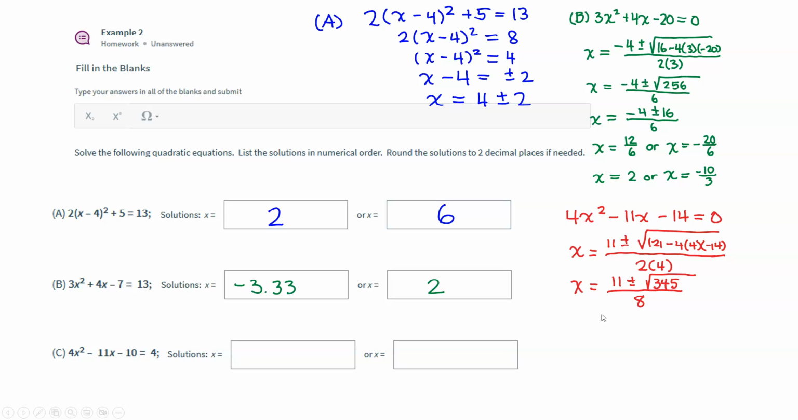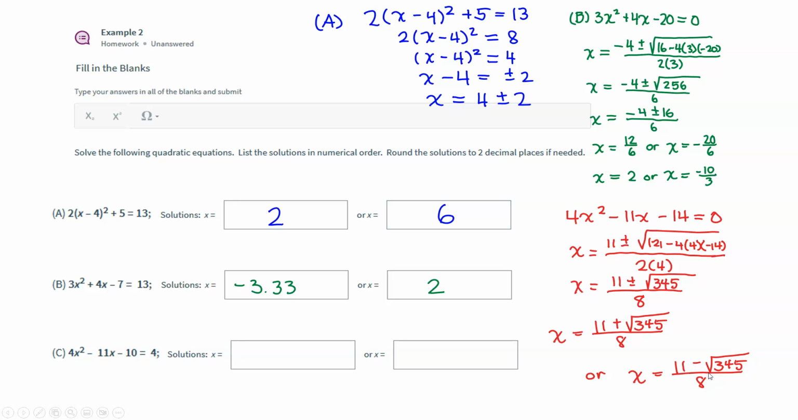So you're going to have two answers for this. You're going to have 11 plus the square root of 345 over 8, and 11 minus the square root of 345 over 8. This will be the smaller one because you're subtracting up here. This would be the bigger one because you're adding. So this one will go first.